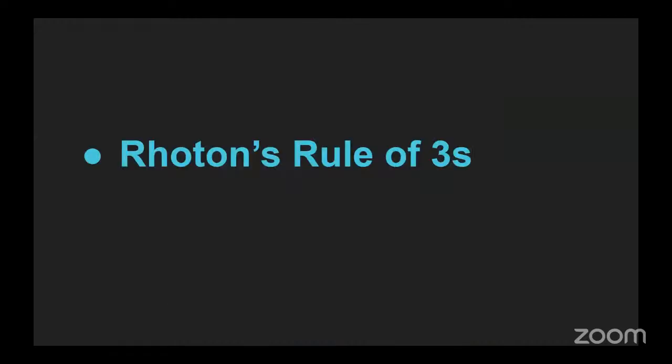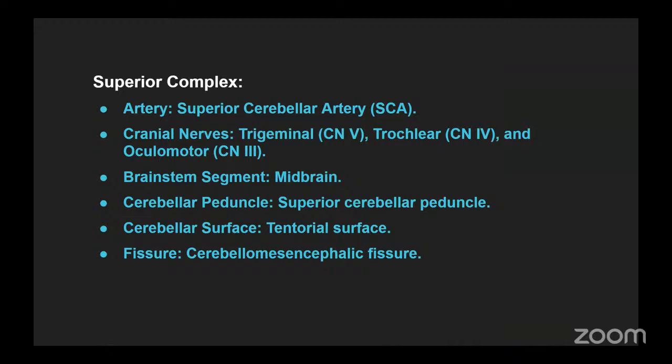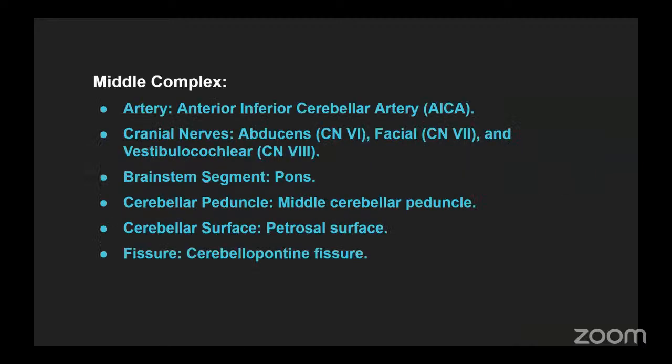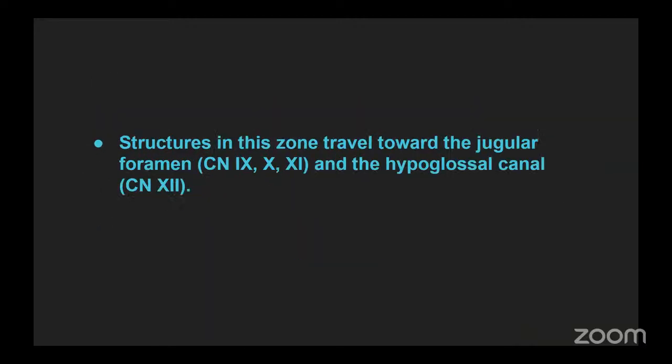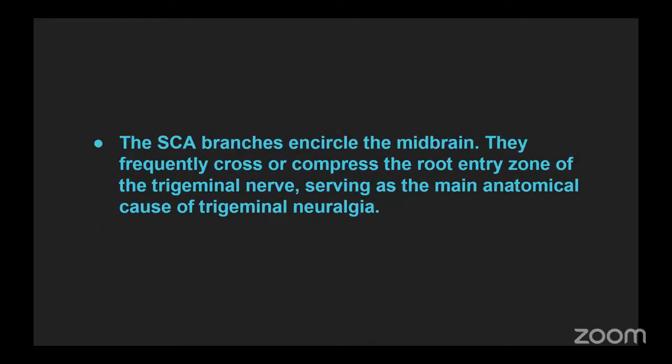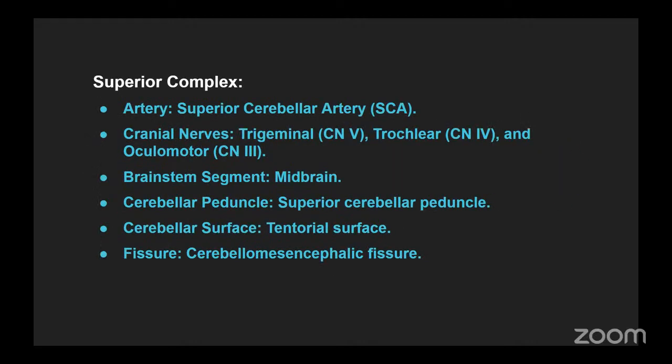Moving on, we have Rhoton's rules of three, and we are going to cover it very briefly since we spent a lot of time yesterday over it. There are three main complexes. We have the superior complex, we have the middle complex, and then we have the inferior complex. In each complex, there's going to be one artery, some nerves, one segment of brainstem, one cerebellar peduncle, one cerebellar surface, and a fissure, right?